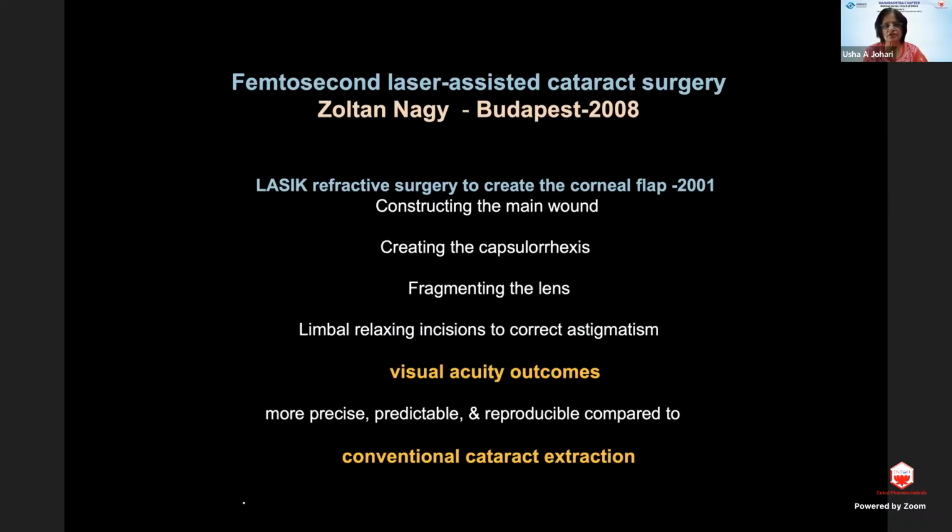Next, please. Femtolaser-assisted cataract surgery by Zoltan Nagy in Budapest started in 2008. As in LASIK refractive surgery, it is used to create a corneal flap, construct the main wound, create a capsulotomy, and fragment the lens. So everything came down to the best visual outcomes and minimum astigmatism. An era came where we wanted very precise, predictable, and reproducible surgery for cataract.